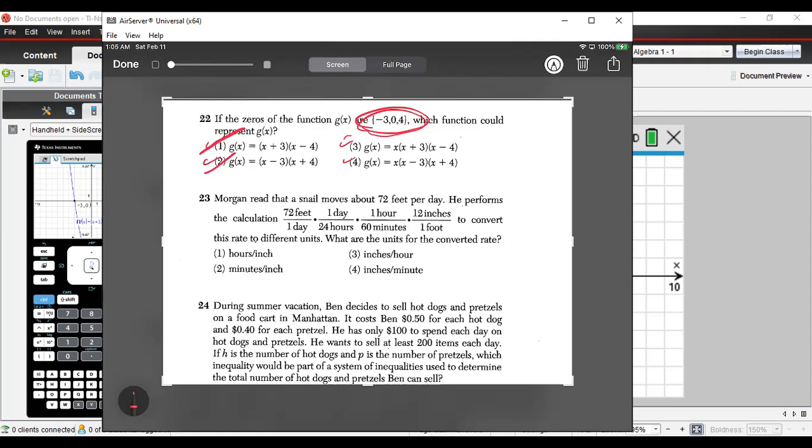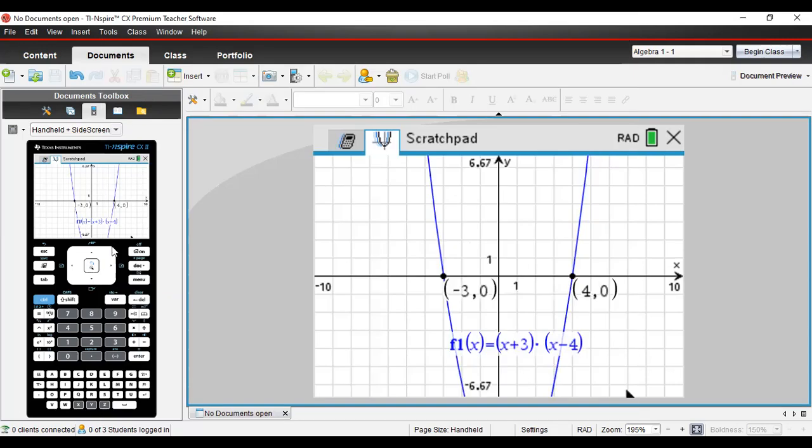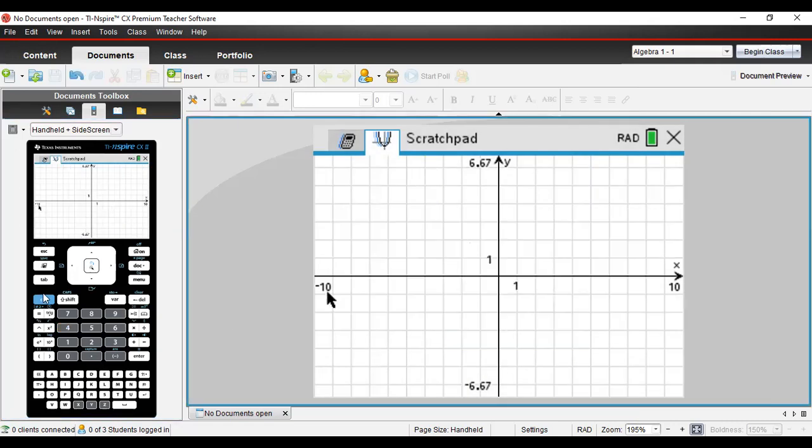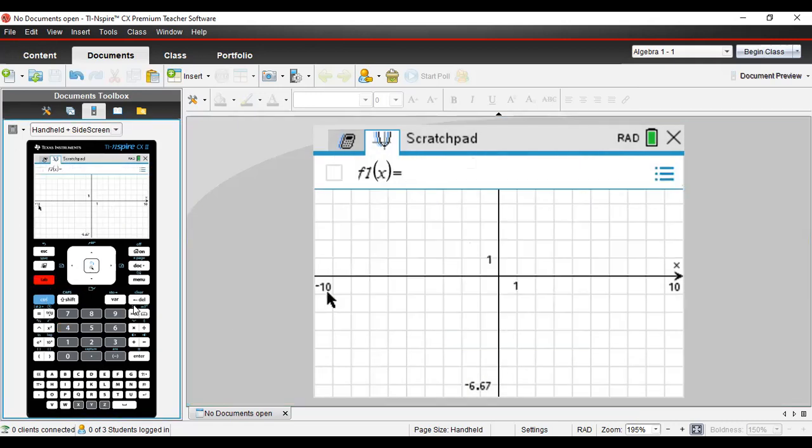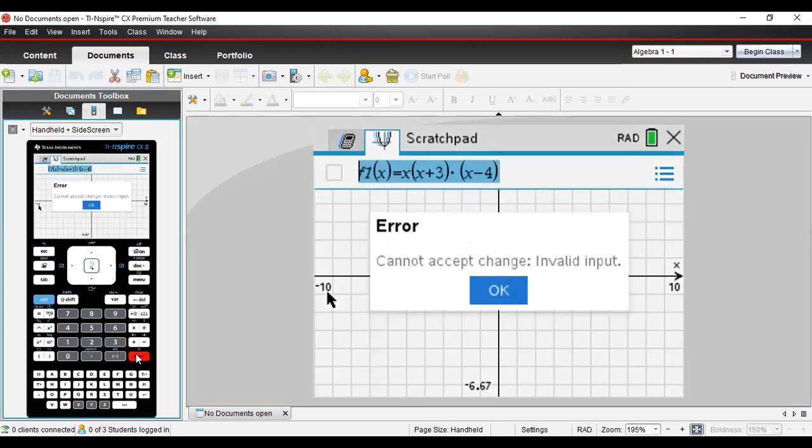So now let's check these two choices. I'm going to go back to the calculator and get rid of this one. I'm going to do menu 1 4 and get rid of this. Then I'm going to enter the third choice. This is going to be x times x plus 3, and then times x minus 4. Then I press enter.